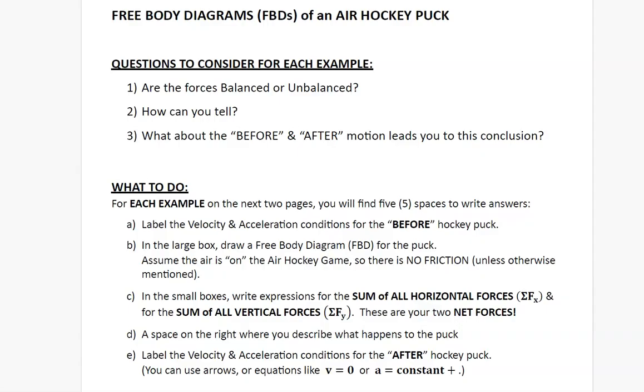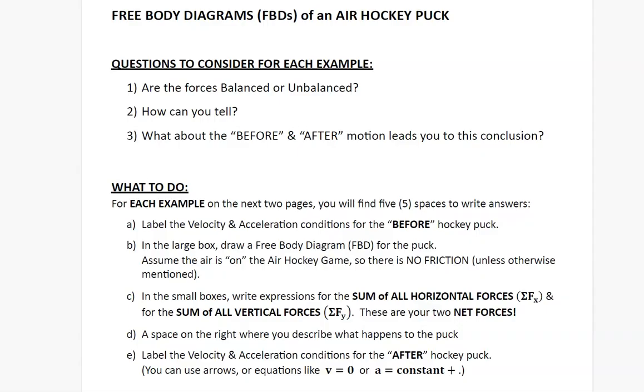So we don't have to worry about friction in these situations unless we turn the air off. Okay, so you're going to see 4 situations, and you're going to be asked to consider certain questions. Are the forces balanced or unbalanced? And to answer that, you obviously have to ask, how can you tell? And what is it before and after the motion that leads you to this conclusion?